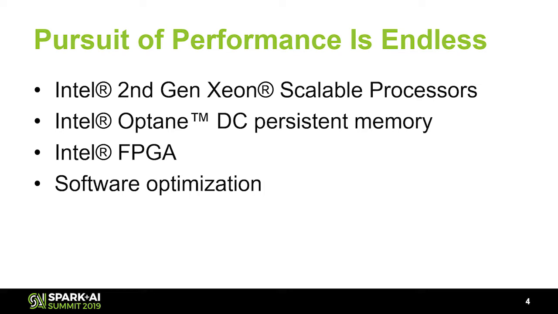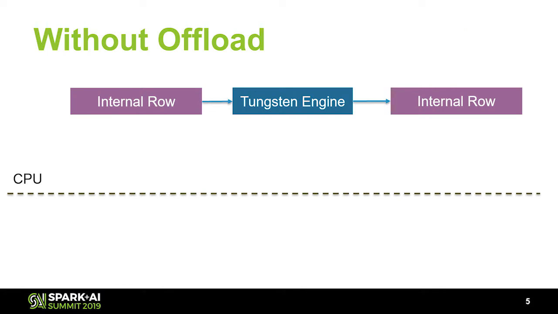To boost performance, one way is to offload the critical functions to accelerators. We all know that. And today, without the offload, this is what happens. Firstly, we have the internal row format, and we run on the Tungsten SQL engine, and then we get the internal row format as the output.